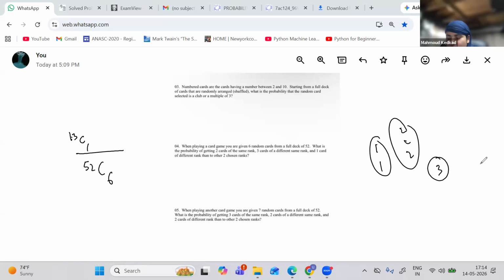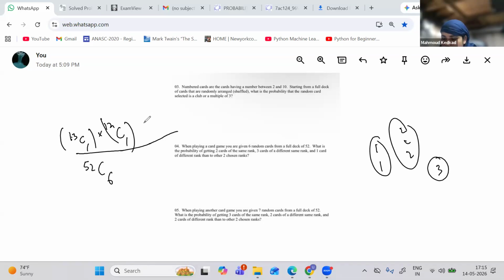Okay, I think I'm getting it. So for 2 cards of the same rank, it would be 13C2 or 13C1, or would it be a 13P? The order doesn't matter in this case, right? No, it doesn't. So from those 13, you've picked one, and then you need one more from the same rank, but you've already chosen one, so the remaining would be 12, and then you're picking one again from those 12. So that's 12C1.